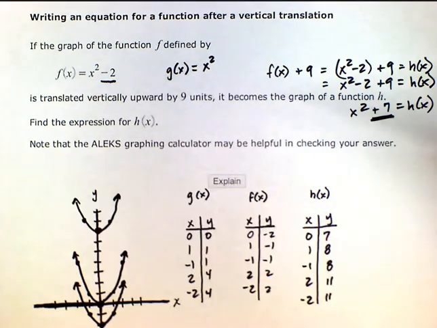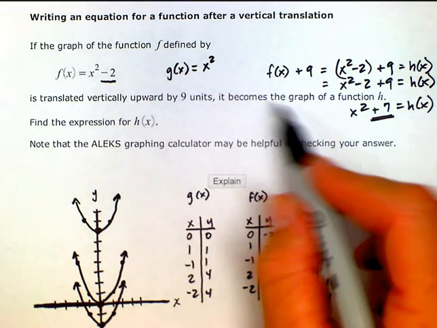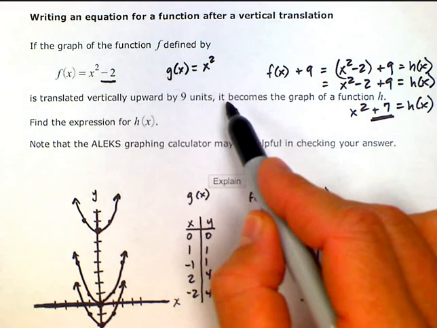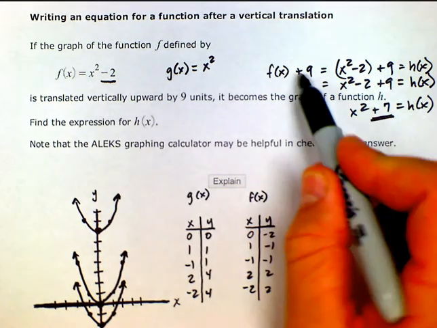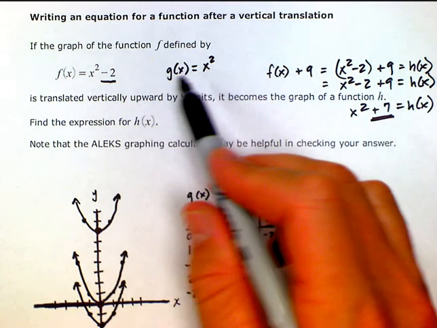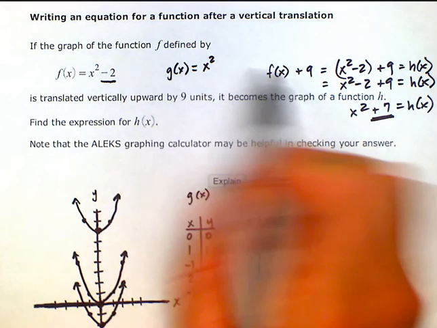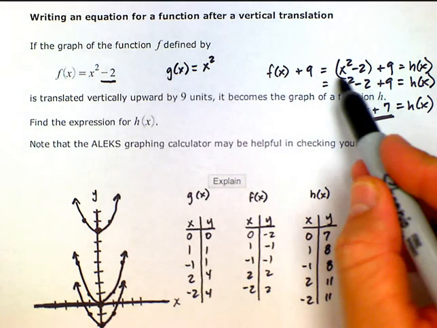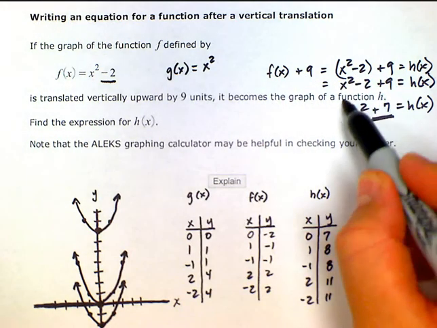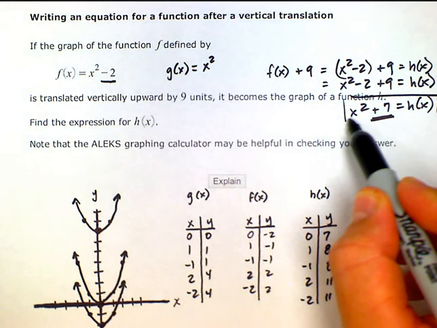Our final answer is what it becomes, the graph of h of x. Find the expression for h of x. Well, we figured that out over here as we defined f of x as x squared minus 2, and we just added 9, a vertical shift, and figured out the final answer for h of x would be x squared plus 7.